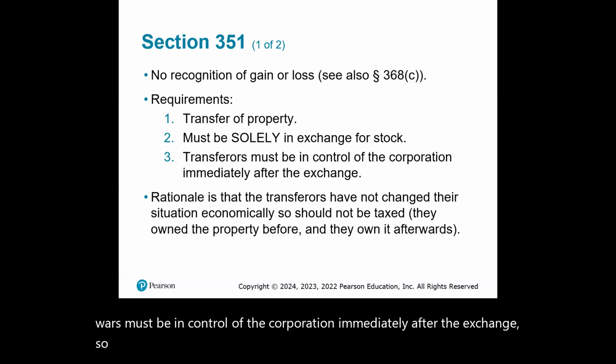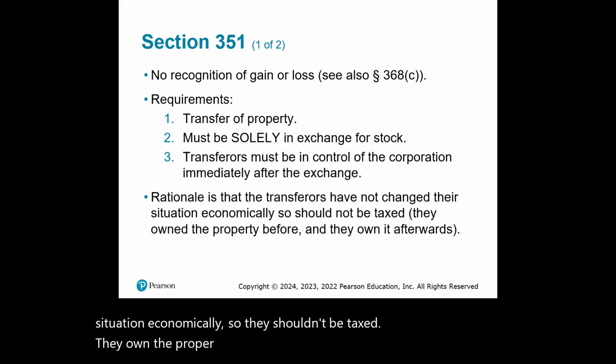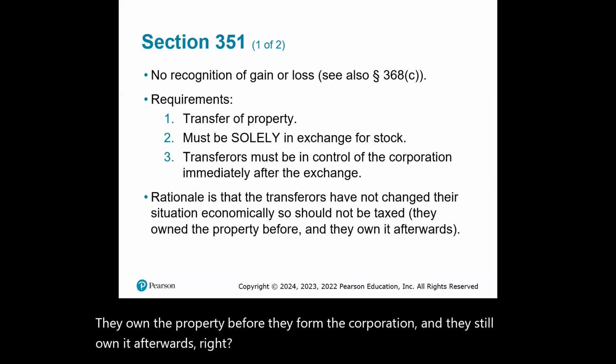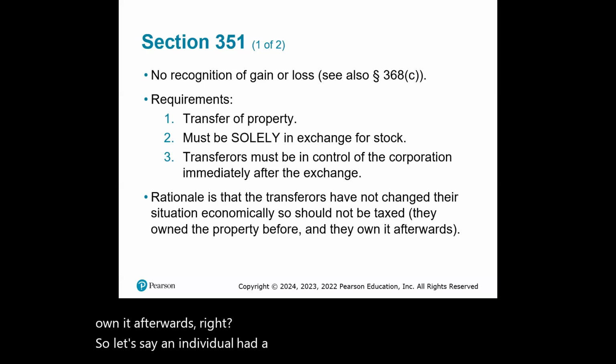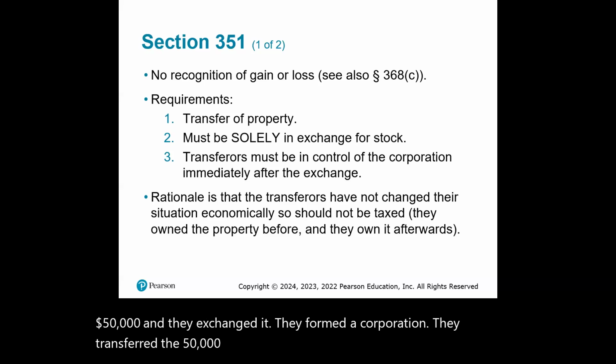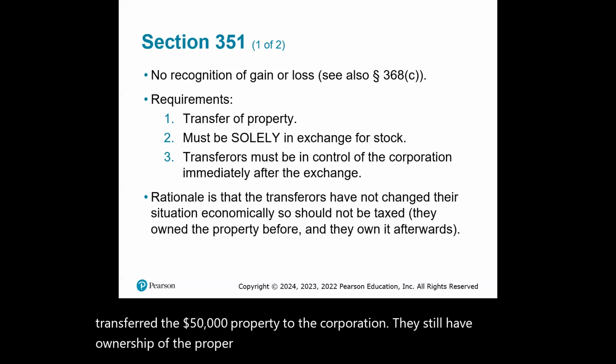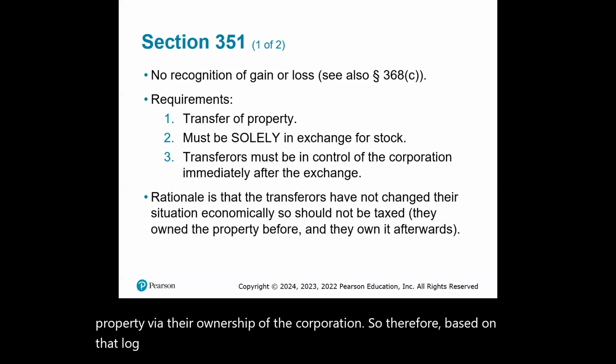The rationale behind it is that the transferors have not changed their situation economically, so they shouldn't be taxed. They owned the property before they formed the corporation, and they still own it afterwards, right? So let's say an individual had a property worth $50,000 and they formed a corporation and transferred the $50,000 property to the corporation. They still have ownership of the property via their ownership of the corporation. Therefore, based on that logic, that is why there's this deferral of gain.